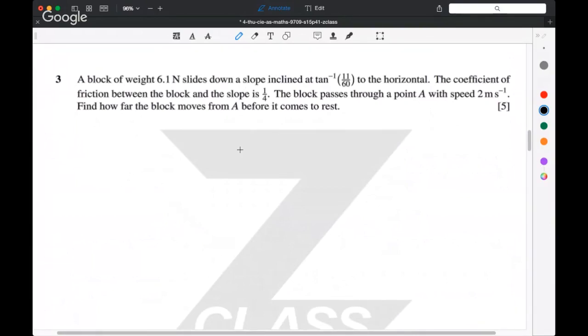Okay, question 3. So we're given another ramp. So we're told that we have a block on this ramp. And this is some angle theta, which is this inverse tan of 11 over 60. They really like this inverse tan in this question paper. Okay, so we have some block and it's sliding down a slope. And it passes some point A here. And then at some point it comes to rest because you've got friction fighting it, right?